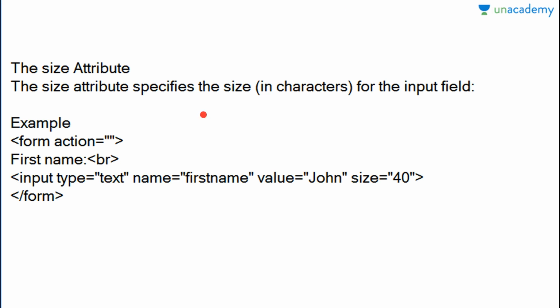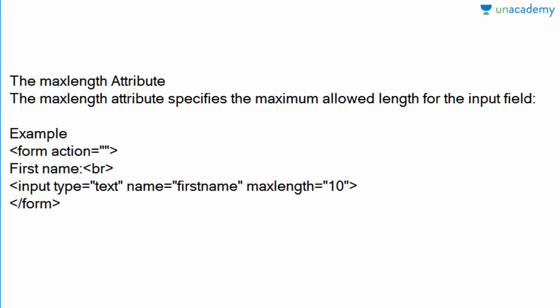The size attribute specifies the size of the text input field. The default size value is 20. Now if you want to increase the size of the box where the input is given, so that the user can see up to 40 characters, we need to write the following code. Form action equals this, first name, break, input type equals text, name equals first name, value equals John, and size equals 40. Form close. When you run this code in your own browser, you will see that the box has increased and now the size is 40. So this is the size attribute.